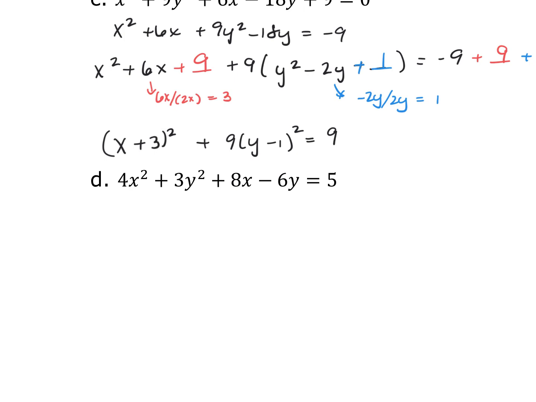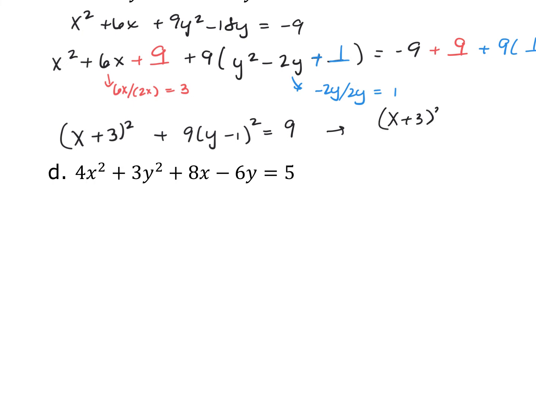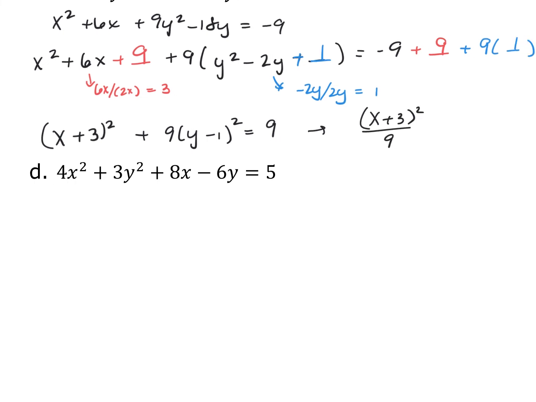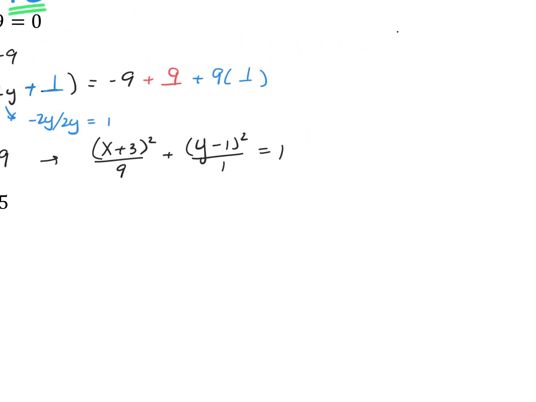Now, it's not quite the right form, so I now need to put it in the right form. So I'm going to divide everything by 9. So I have x plus 3, the quantity squared, divided by 9. When I divide this second term by 9, the 9's will cancel, leaving me y plus 1, the quantity squared, over 1 is equal to 1. And now I'm ready to graph this.